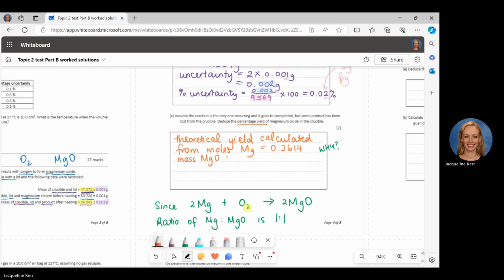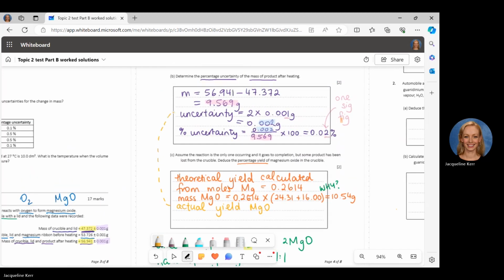So the mass of magnesium oxide I should be able to make is that number of moles multiplied by the molar mass of magnesium oxide. So that's the atomic mass of magnesium off the periodic table and the mass of oxygen. Okay, so my actual yield, the actual amount of magnesium oxide I made, I did in part B. That was the mass of magnesium oxide, the product in the crucible minus the empty crucible. The product was magnesium oxide and we made 9.569 grams.